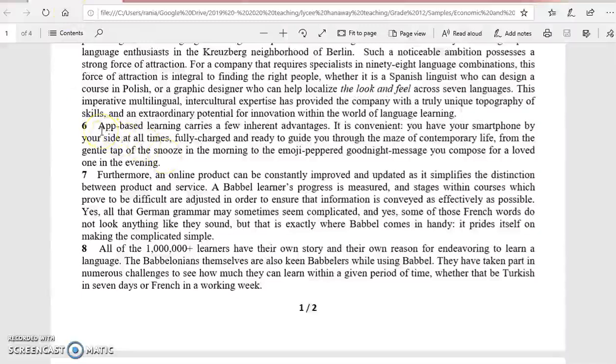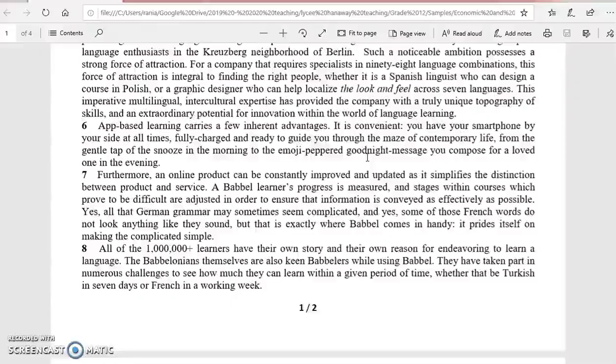Okay, I'm sure you're not gonna pause. Anyway, I'm gonna start. App-based learning carries a few inherent advantages. It is convenient. You have your smartphone by your side at all times, fully charged and ready to guide you through the maze of contemporary life, from the gentle tap of the snooze in the morning to the emoji-peppered goodnight message you compose for a loved one in the evening.